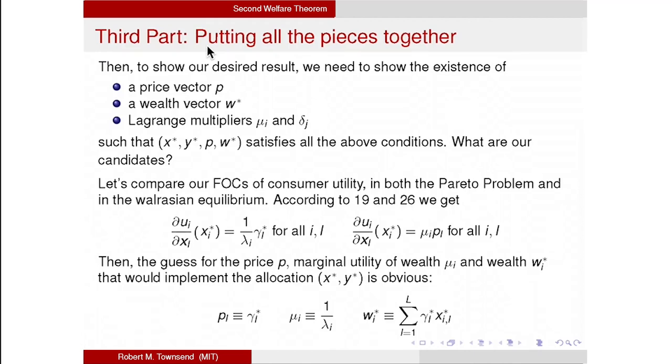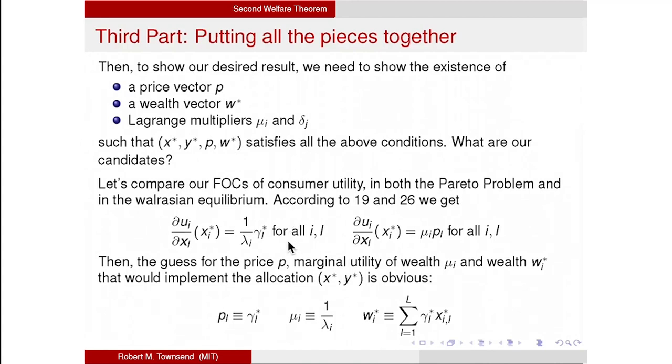Now the third part of this is putting these pieces together. But at this point we're lost, right? We don't remember where we started. We started from the second welfare theorem. So we were given a Pareto optimal allocation, and we want to show that it can be achieved as a price equilibrium with transfers. So we want to find the components X star, Y star, P, and W star of the competitive equilibrium with transfers that's going to give us back exactly the Pareto optimal allocations we started from.